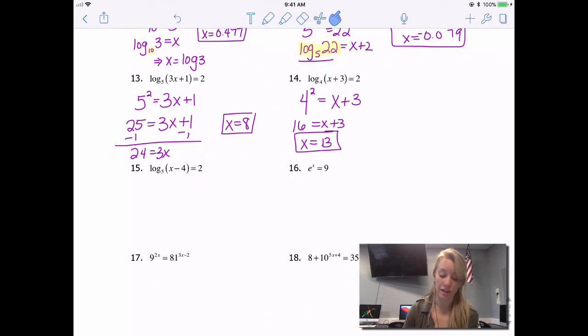Just a few more left. Remember that if you are in exponential form, you can go to log form. If you're in log form, you can go to exponential form. It's just back and forth.